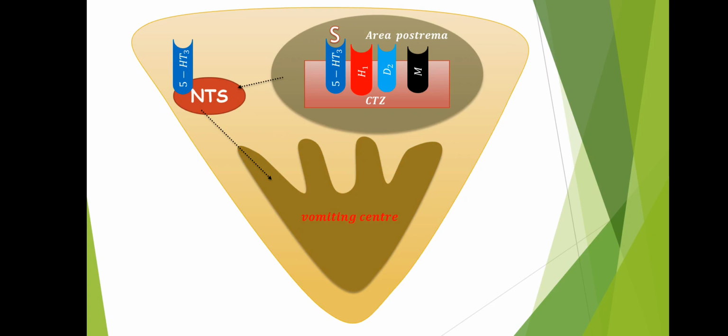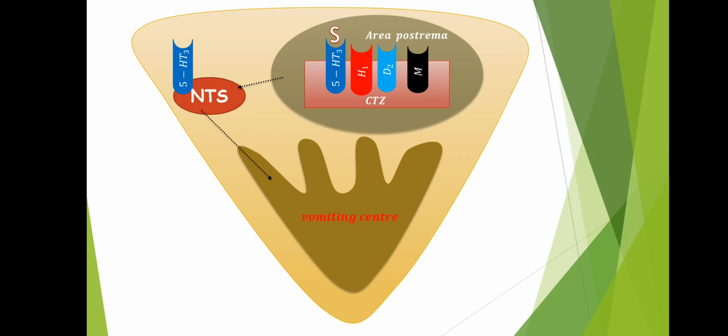So whenever the 5-HT3 receptor present on the CTZ as well as on the NTS, that is the nucleus tractus solitarius, wherever the 5-HT3 receptor is present, either on the chemoreceptor trigger zone or in the nucleus tractus solitarius, whenever it gets activated, it will cause activation of the vomiting centers, because of which vomiting will be taking place.